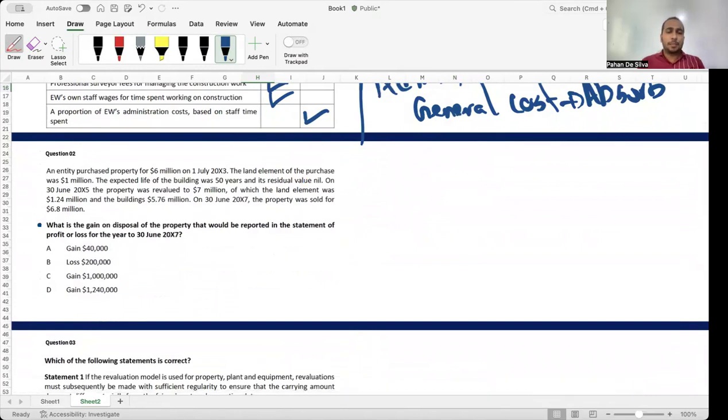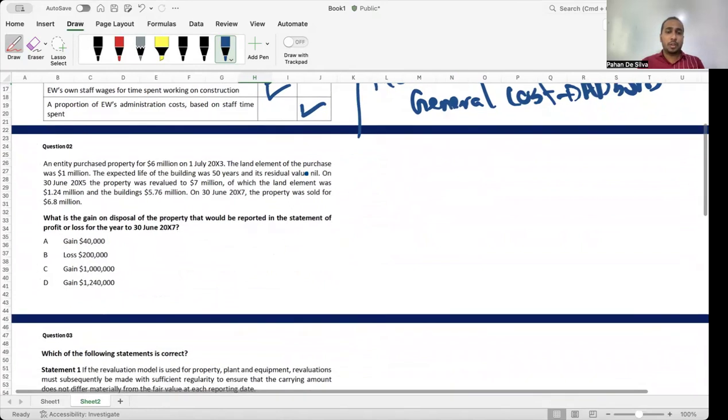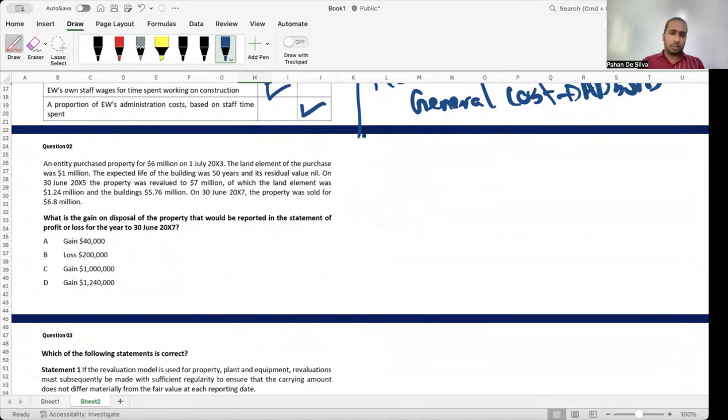An entity purchased property for $6 million on 1st July 2013. The land element of the purchase was 1 million, and the expected life of the building was 50 years, with residual value nil. On 30th June 2015, we'll consider this as 2015.